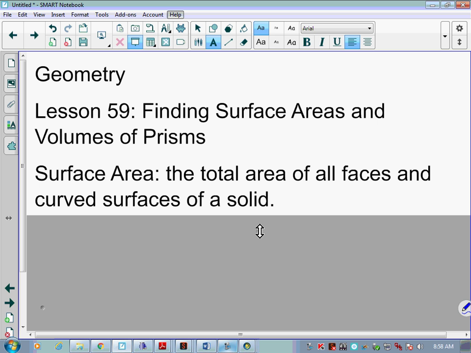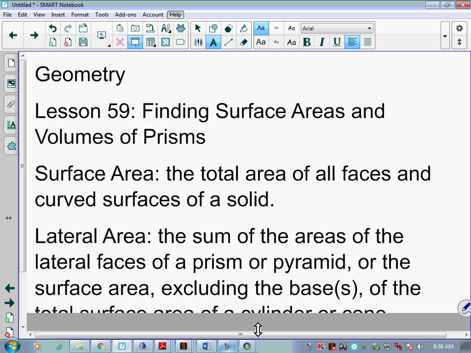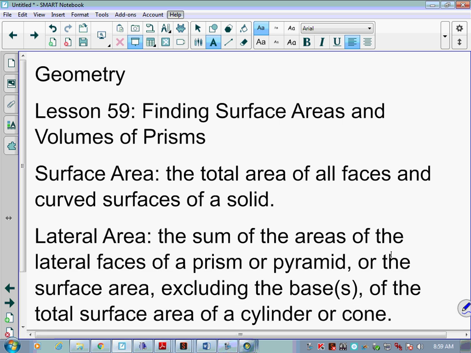So, does it have to be polygons? Lateral area is the sum of the areas of the lateral faces of a prism or pyramid, or the surface area excluding the bases. So lateral area will always exclude the bases of the total surface area of a cylinder or cone. When it's a prism and we're just looking for the lateral area, imagine a can of soup. The label around a can of soup is the lateral area. Notice it doesn't ever cover the top or the bottom of the can. So that cylinder has a lateral area that excludes the bases.